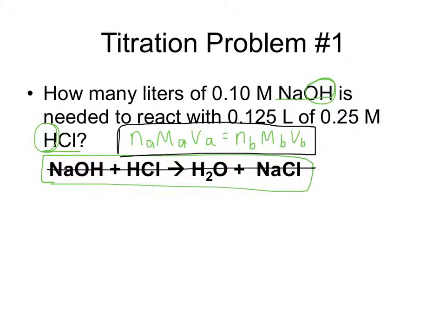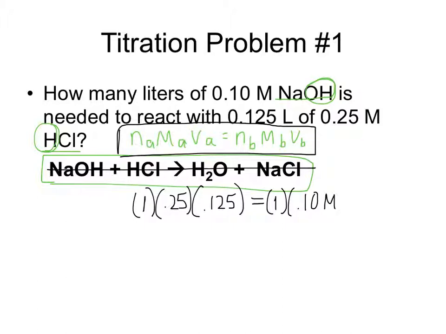We know that the acid is HCl. There is one H, so we're going to put that for the Na. We know the molarity is 0.25 and the volume is 0.125 liters. We're going to then make that equal to the base. There's only one hydroxide in NaOH, so we're going to put a 1 again. And you'll notice that the concentration was given to 0.10, and there was no volume given. That's actually what you're solving for in this problem.